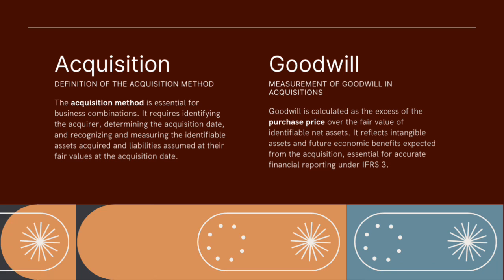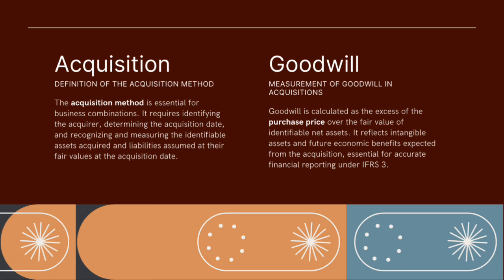This is where the true value of the combination is captured. Goodwill is the premium paid over the fair value of the net identifiable assets. It is calculated as goodwill equals consideration transferred plus non-controlling interest plus previously held equity interest, minus net identifiable assets acquired. It represents future economic benefits from assets that are not individually identifiable, like brand reputation, strong customer relationships, or a skilled workforce. Goodwill is not amortized but is tested for impairment annually.